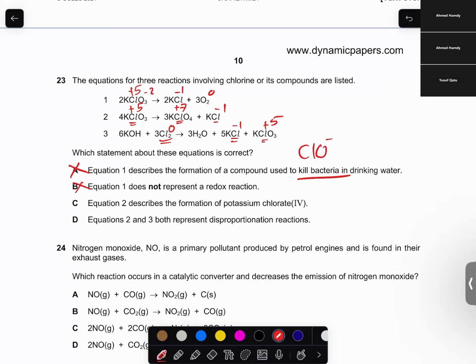Equation 2 describes the formation of potassium chlorate 5. No, of course it's not potassium chlorate 5, it's potassium chlorate 7. So it's wrong. Equation 2 and 3 both represent disproportionation. 2 and 3, here the oxidation and reduction only happen for Cl, so it's right.